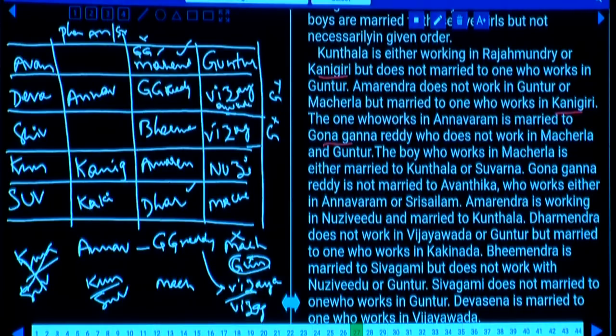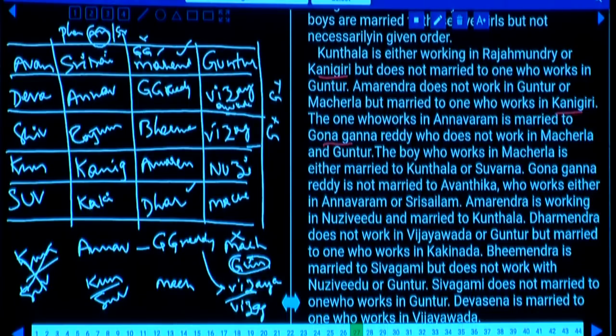Annavaram is here. As Annavaram is here, what about Avantika? Avantika is working either in Annavaram or Srisailam. Annavaram is already done, so this person must be Srisailam. Then what is left over here? Kakinada, Kanigiri, Annavaram, Srisailam, and what is the other thing left? Rajahmundry. And Sivagami is working in Rajahmundry. Done? Now this is about this arrangement.